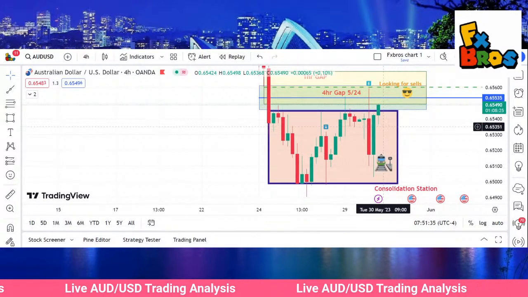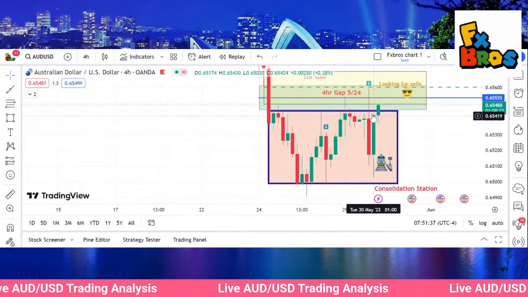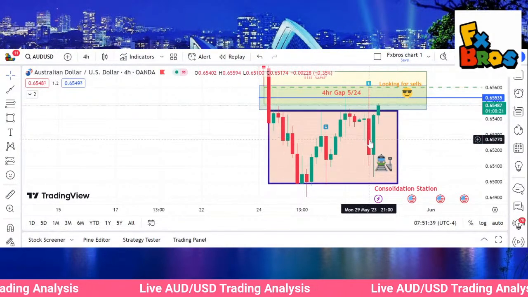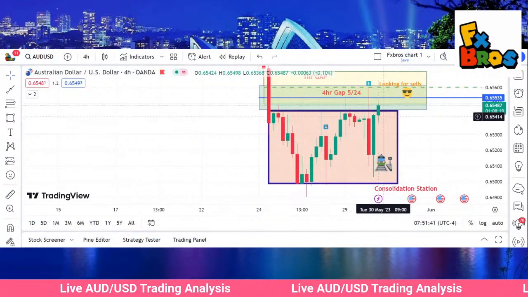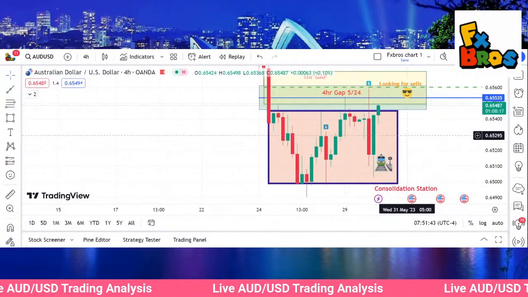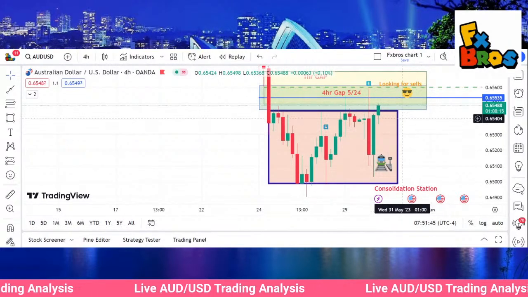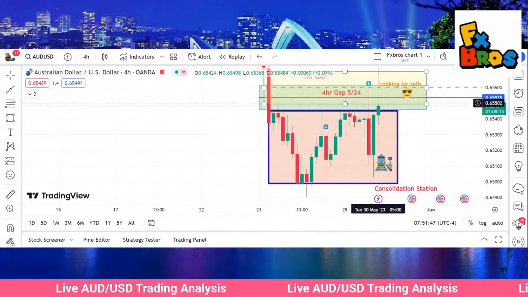I'm thinking we're gonna do that. Who knows? We could have already done it with this sweep. And maybe this is just a real strong pullback, a real strong retracement back up into this area.